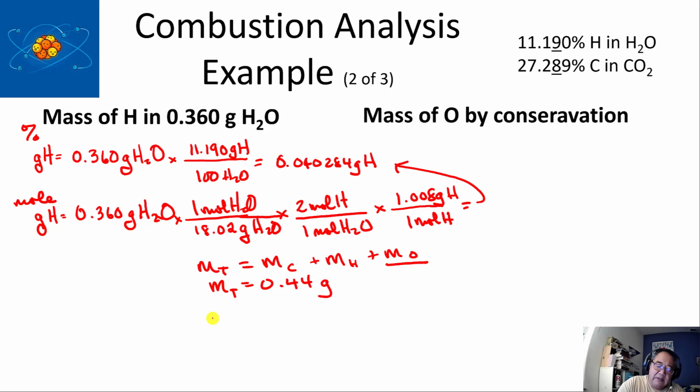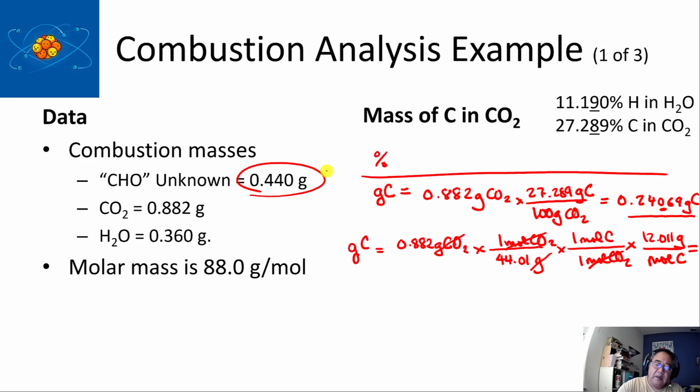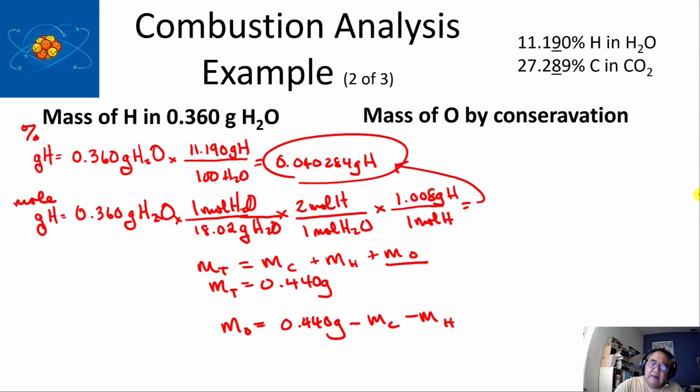So that will leave me with mass of oxygen is just the 0.440, I believe it was actually, grams, minus the mass of the carbon minus the mass of the hydrogen. So this is my mass of hydrogen, and this is my mass of carbon, right? So I'll write that out.